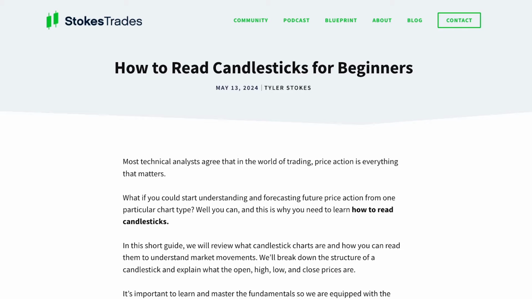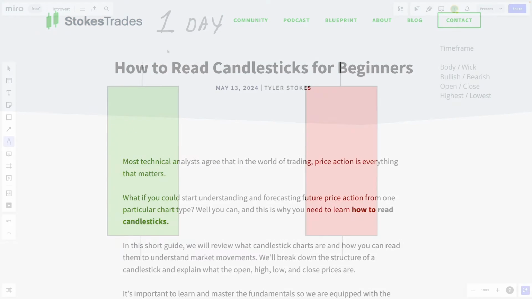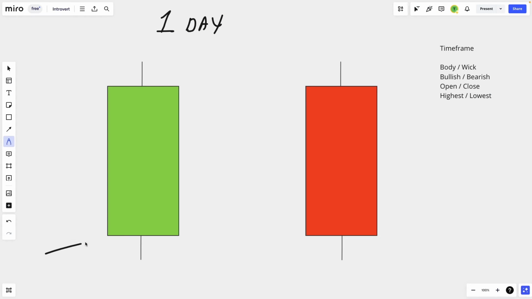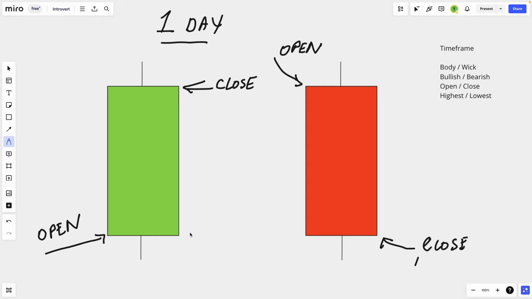In this video, we're going to learn how to read candlesticks, and it's going to be very much a beginner-friendly video. So what we're going to do is jump over to my whiteboard and draw some candlesticks out and look at some charts and fully understand how to read candlesticks and get a good fundamental understanding of how we are going to read these charts.